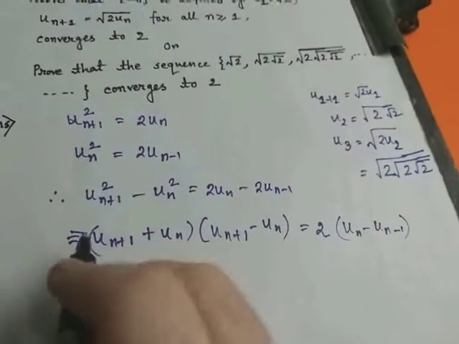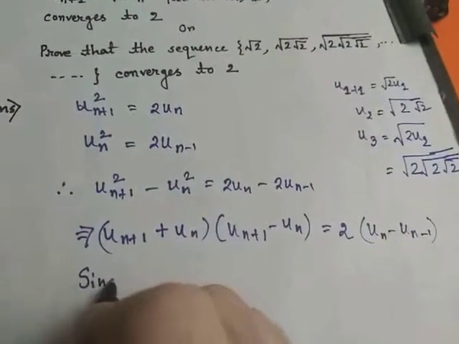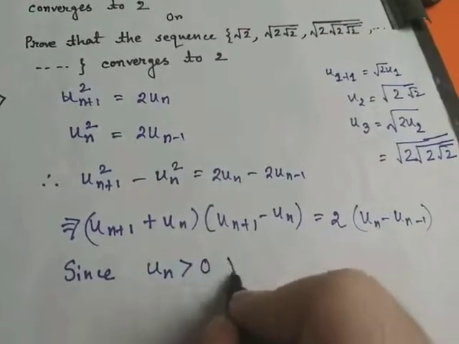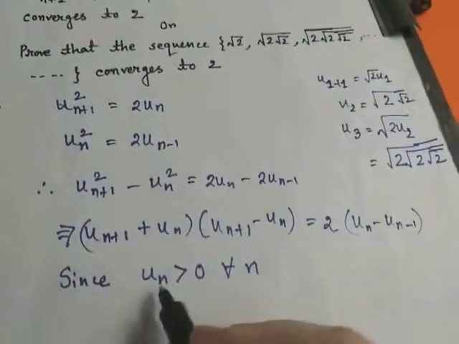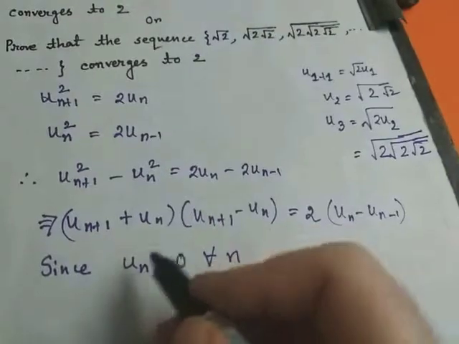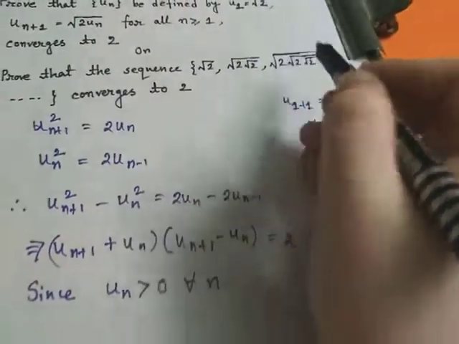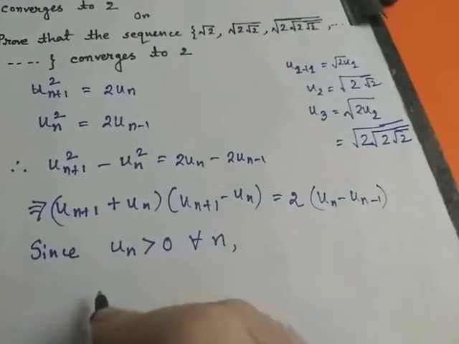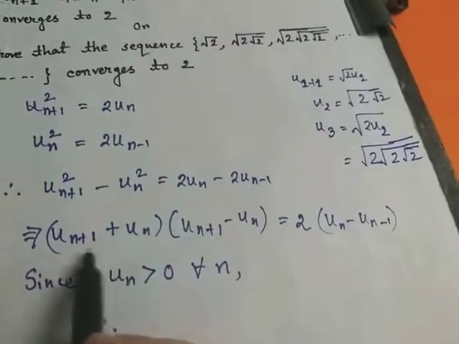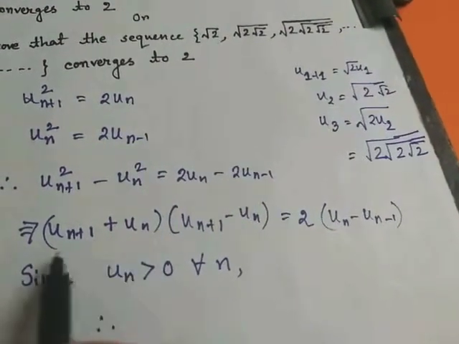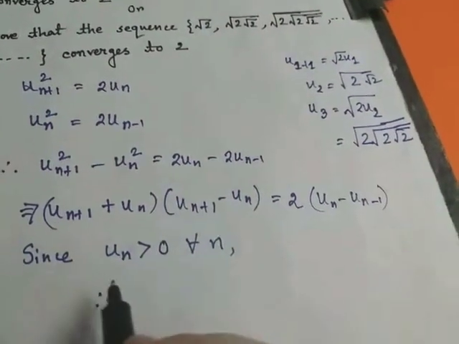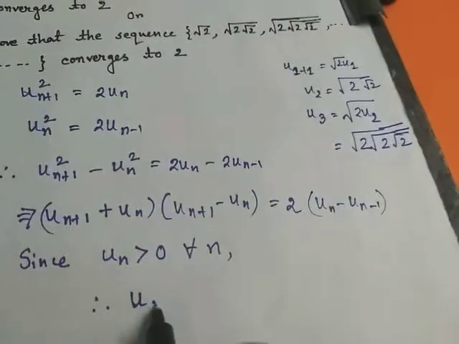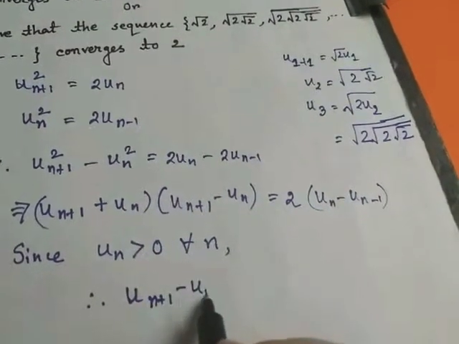Now since un is strictly greater than 0 for all n, because u1 is root 2, u2 is root over 2 into root 2, so all are strictly greater than 0. Therefore this must be strictly greater than 0. So we get un+1 minus un.